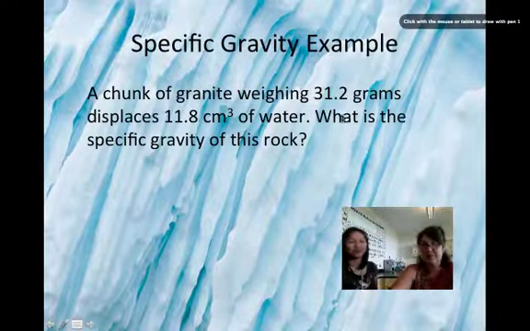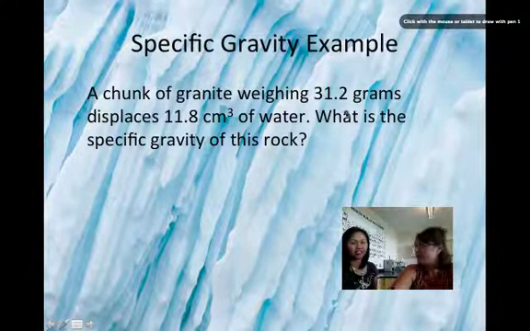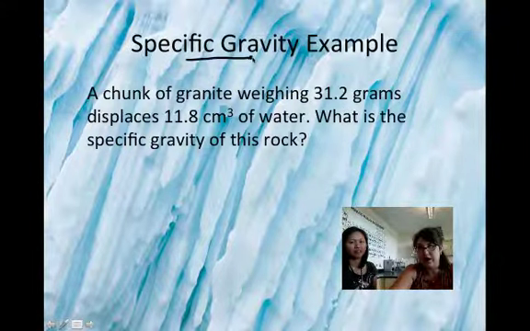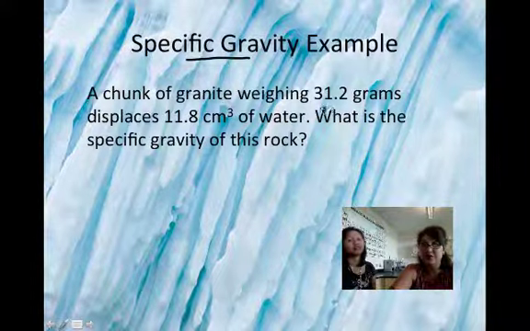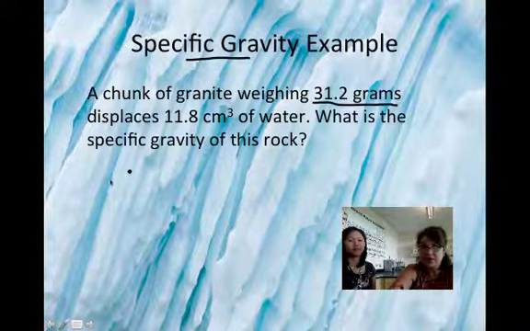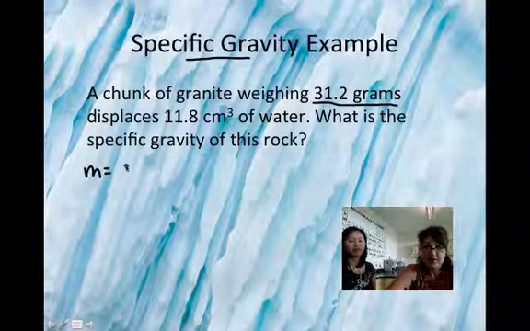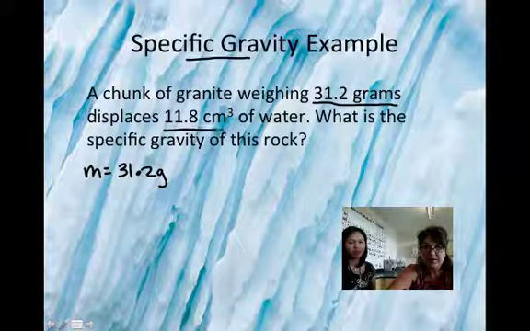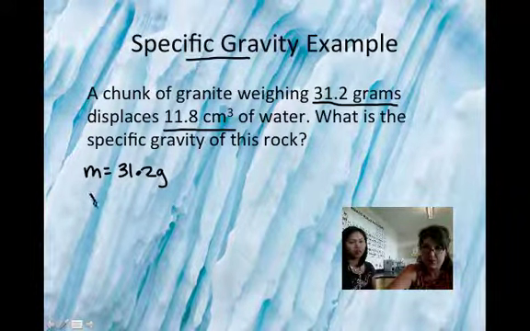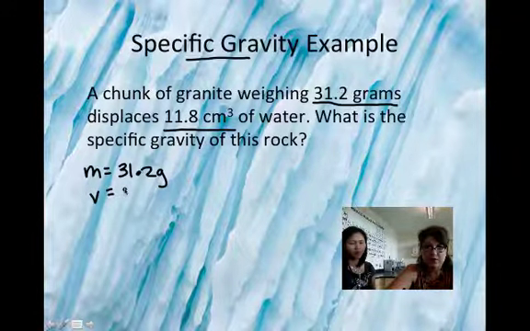Okay, let's do one. A chunk of granite. Geologists use specific gravity a lot to talk about rocks. It's not only in chemistry, it's in geology a lot. So here's a mass. Write down your given, guys: 31.2 grams for my chunk of granite, and it displaces 11.8 cubic centimeters. That's the volume, because it's in cubic centimeters.